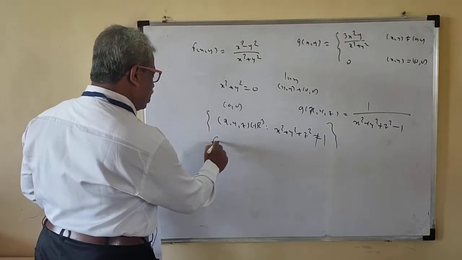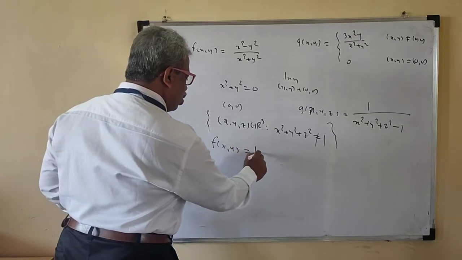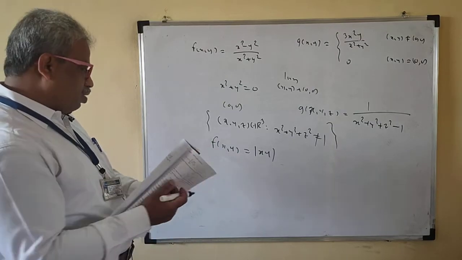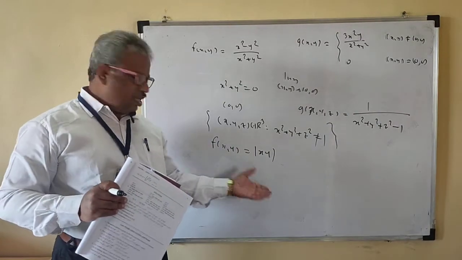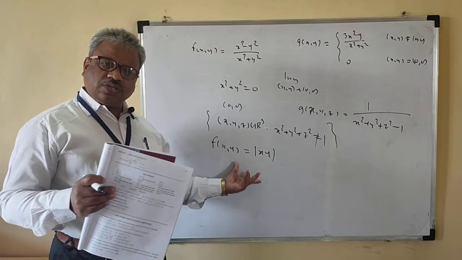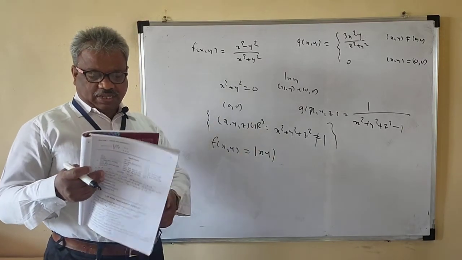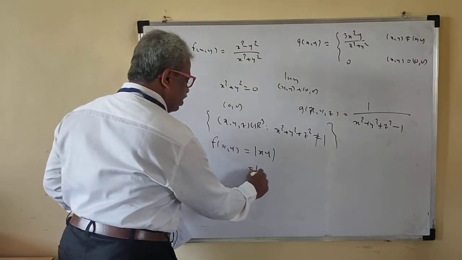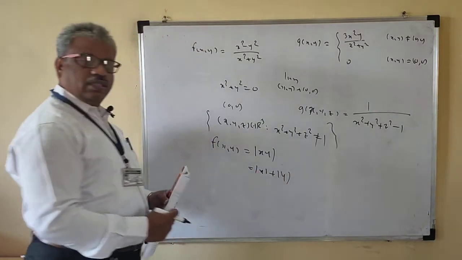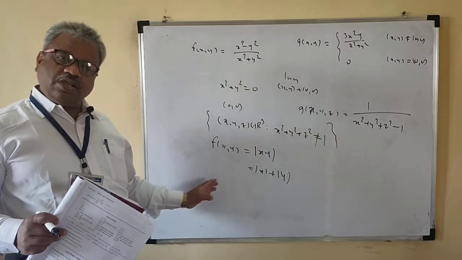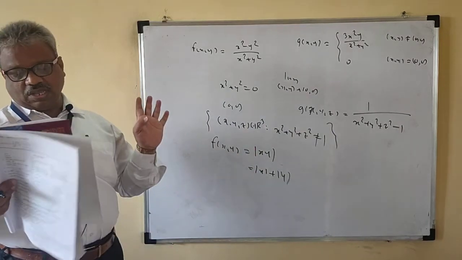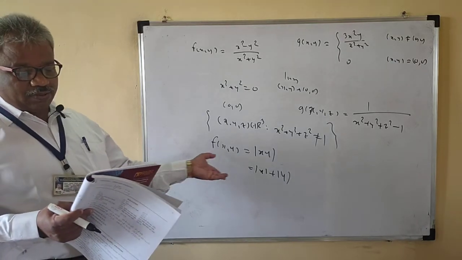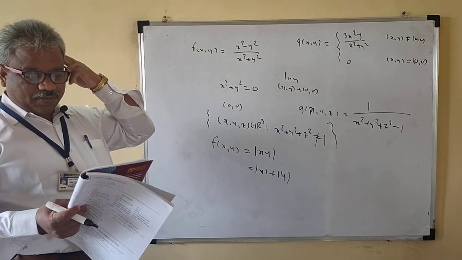Suppose we have the function f(x,y) = |xy|. For |xy| we don't have a denominator, so it is well defined everywhere. That means this function is continuous everywhere. Suppose you have |x| + |y|. Again, no problem for this one. It is well defined everywhere, so this function is continuous everywhere. If you have a polynomial function, you also don't have any problem.